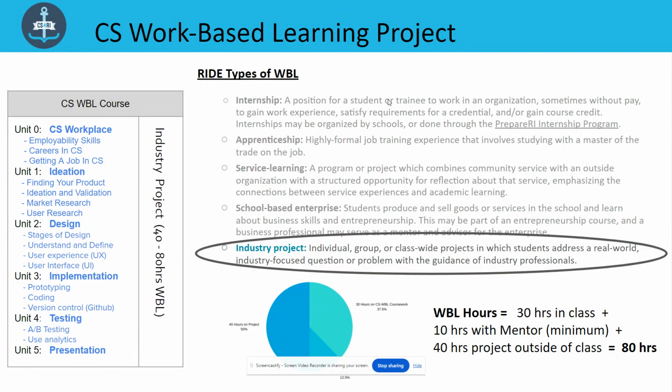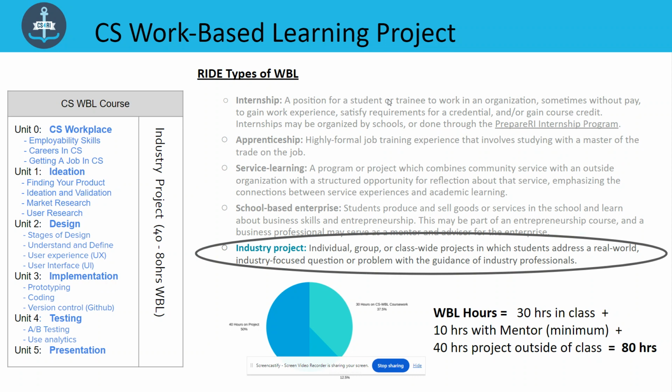Work-based learning is supported by the Rhode Island Department of Education, and there are 5 forms of it: internships, apprenticeships, service-based learning, school-based enterprise, and industry project. This course assumes students are doing the industry project form of work-based learning, where the students work on their own, learn about industry processes, and have touch points with industry mentors where the industry mentors guide them through the development of their project.